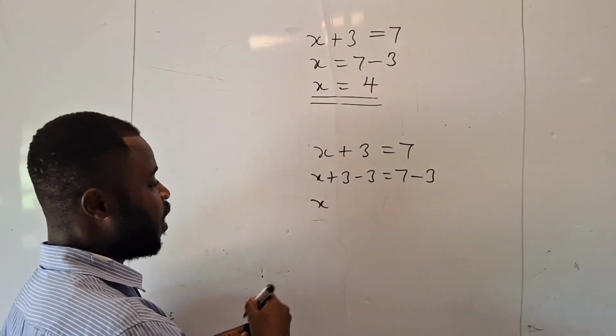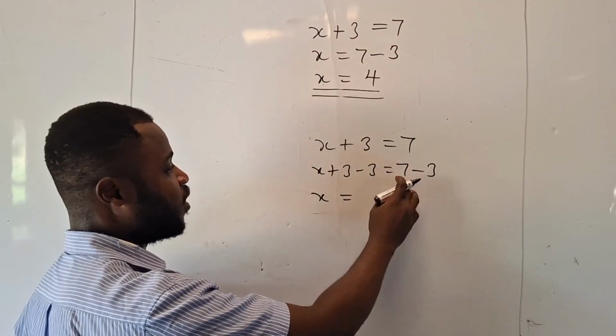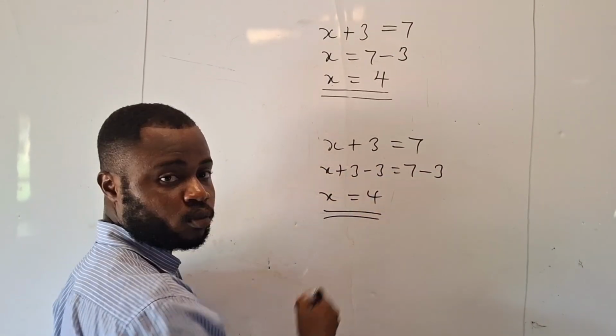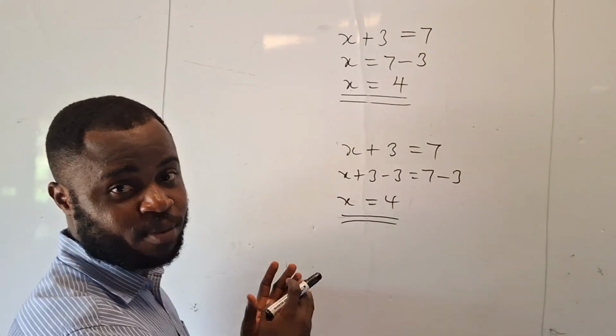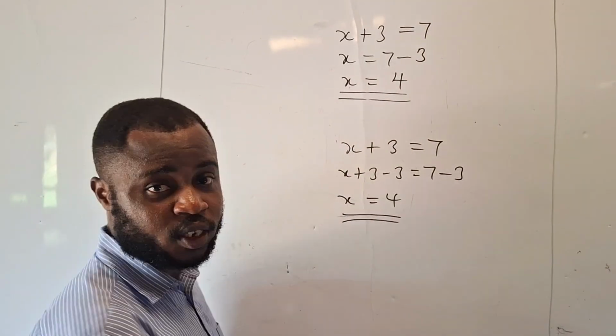So we are going to get x, positive 3 minus 3 will give you 0, which will also give you x. 7 minus 3 will also give you 4. So if it was positive 2, you add to eliminate the number at the left side to make the x stand alone. So this is how this one too is done.